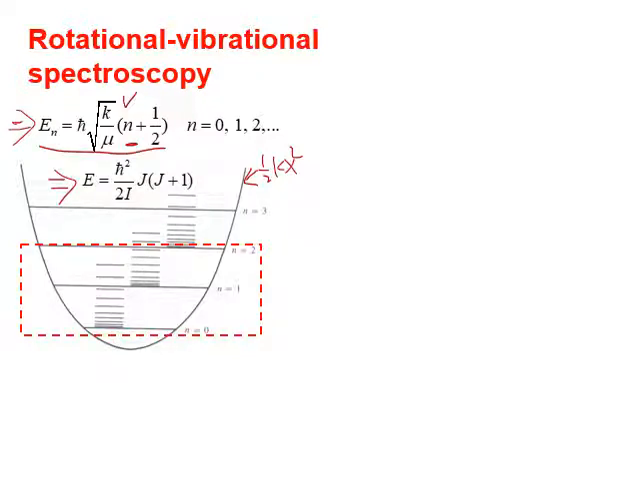So when you plot, the lowest energy is n equals 0, and then n equals 1, n equals 2, n equals 3, and keep going. So the transition of vibration energy level should be between these lines. However, when molecules vibrate, molecules also rotate. And so the allowed rotation energy level is described by this equation.